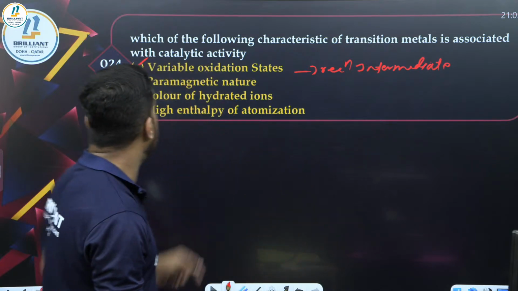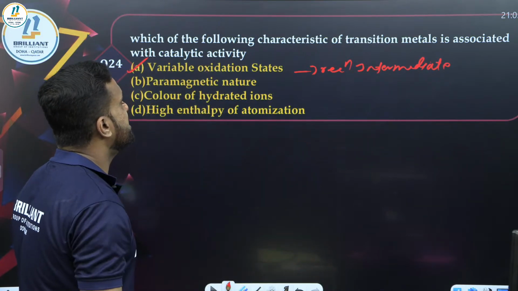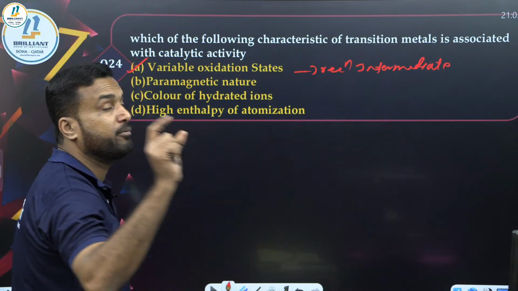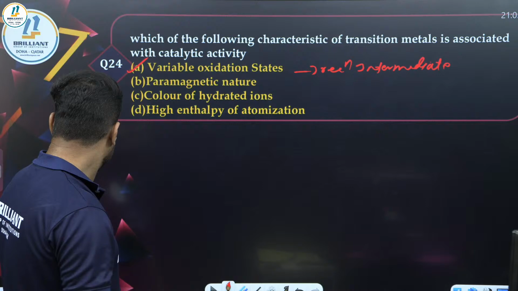So we will move on to the next one. I think 2 more questions we have, and we will be finishing. So variable oxidation state is the one important. Second one, they provide surface area for adsorption. That you keep in mind. That is the second point.